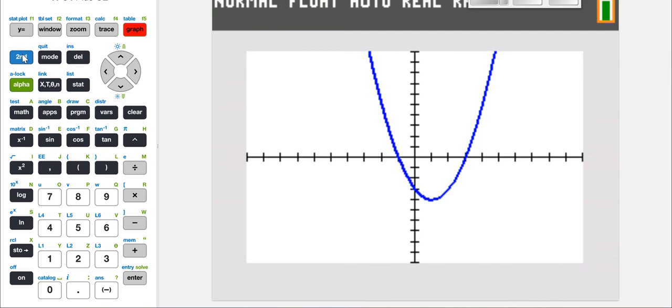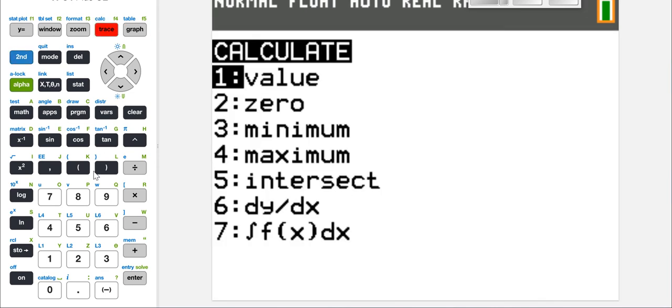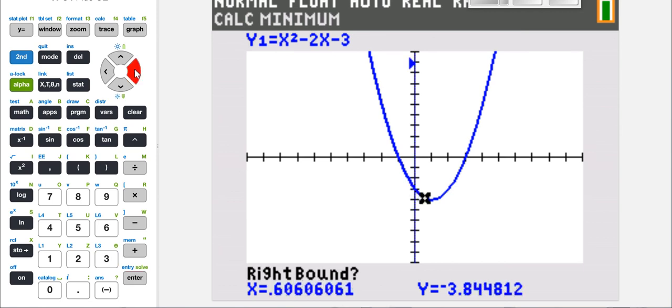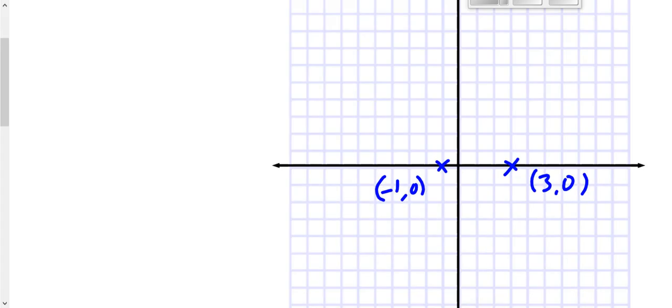our minimum. Second trace, number 3, left bound, yes, right bound, yes, and then enter again. That gives you, well, that's literally 1, so 1 and negative 4. So 1 and negative 1, 2, 3, 4 right there. Vertex is 1 and negative 4. So now you can graph this.